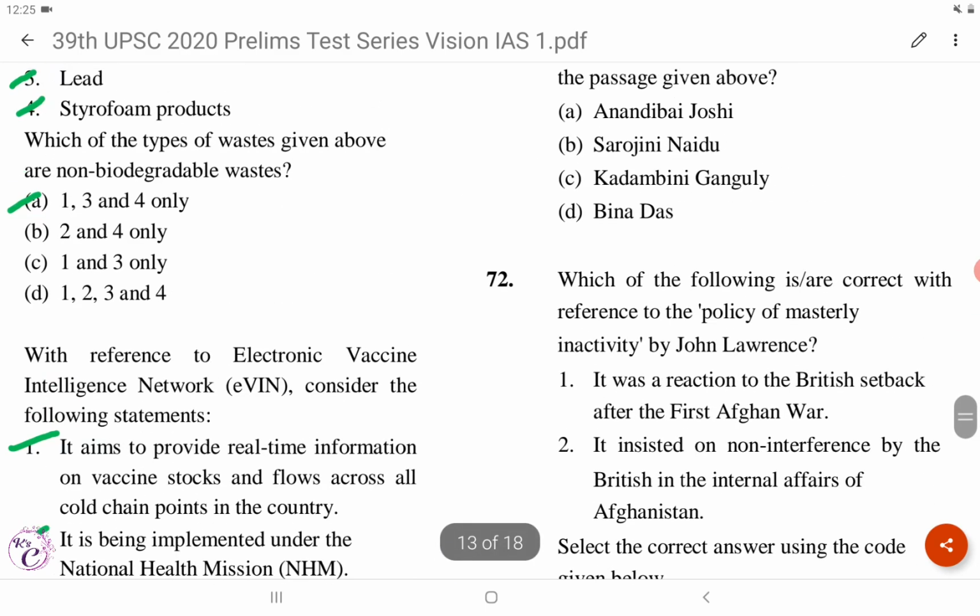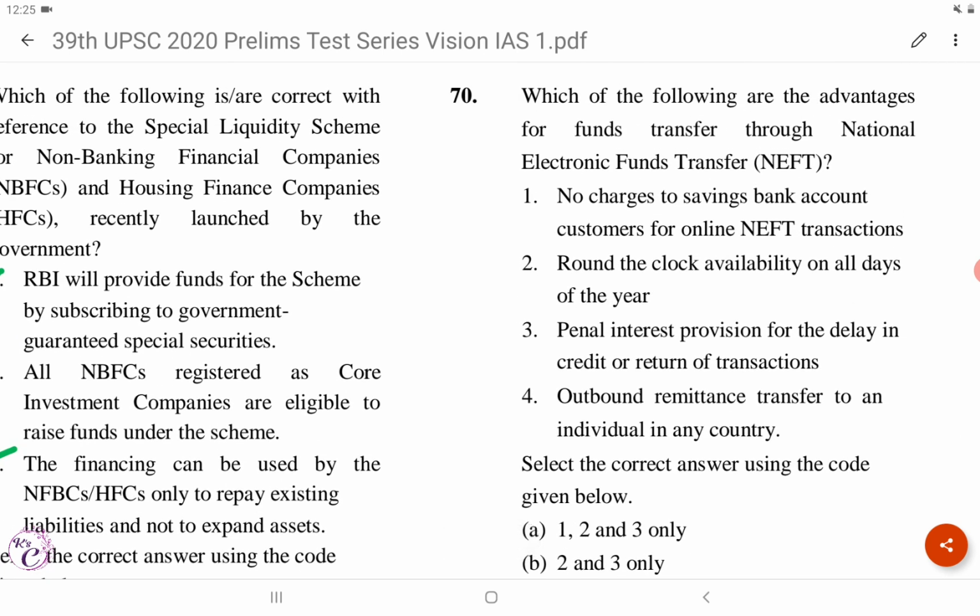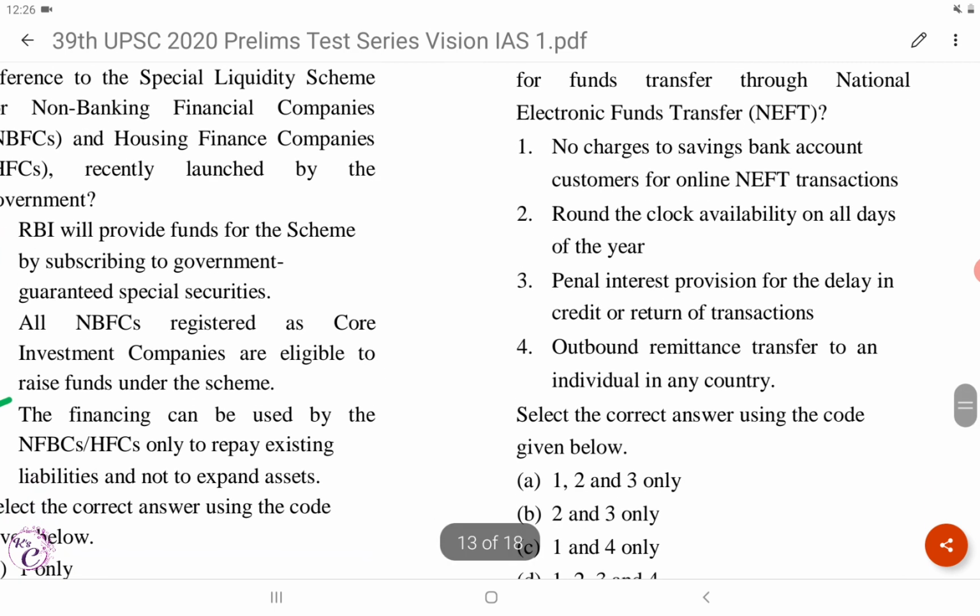Now let's come to question number 70. Which of the following are the advantages for funds transfer through National Electronic Funds Transfer, that is NEFT? Statement 1: No charges to savings bank account customers for online NEFT transactions. Number 2: round the clock availability on all days of the year. Number 3: penal interest provision for the delay in credit or return of transactions. Number 4: outbound remittance transfer to an individual in any country. Select the correct answer using the code given below.